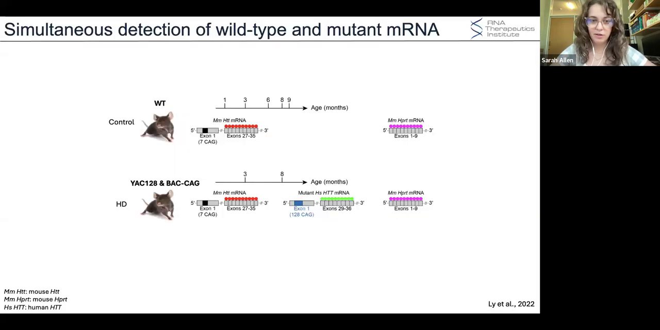Now, the nice thing about these transgenic models also is that because they contain both the mutant human Huntington with that expanded CAG tract and the endogenous mouse Huntington with that much shorter CAG, because of the species difference, you can measure the mutant and the wild type Huntington separately. So we can design specific probes to individually measure both the mutant and the wild type Huntington, so we can see whether or not they're behaving differently in different contexts.